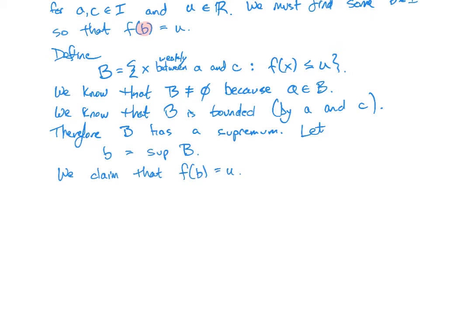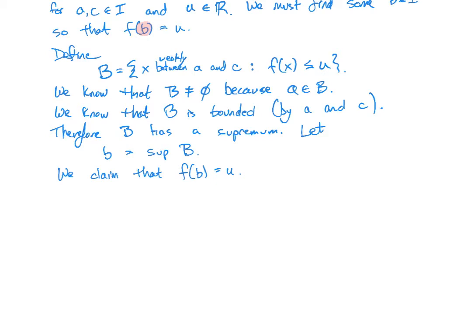Now, little b should be the point that maps to u. Okay, why should it be the point that maps to u? Because everything to the right of little b is greater than u, is mapping to things that are greater than u. And f is continuous, so it can't jump from something less than u to something greater than u. So we would think that at b, we have to be equal to u.